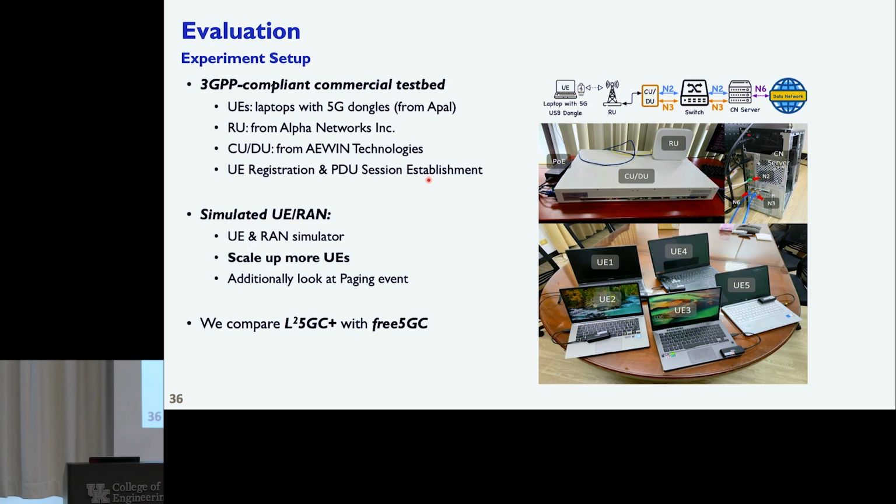But because we only have 5 5G dongles and we want to scale up, we don't have money to purchase the device. So we also have a workaround, basically using UE RAN simulators to scale up to more UEs. And for this setup, we are additionally looking at the paging event, or the idle to active transition event.